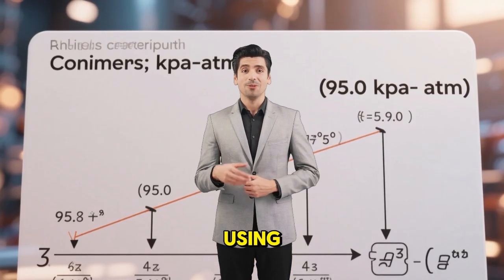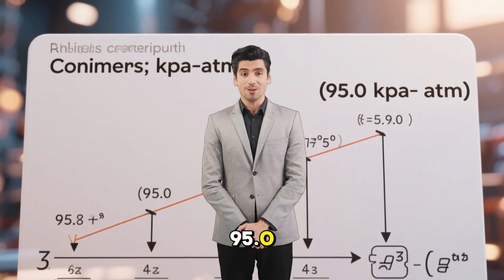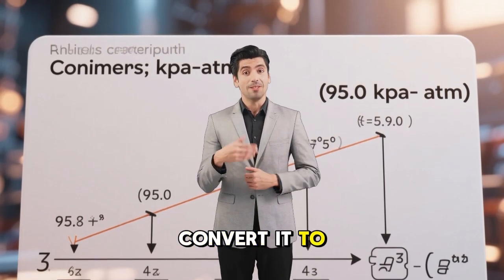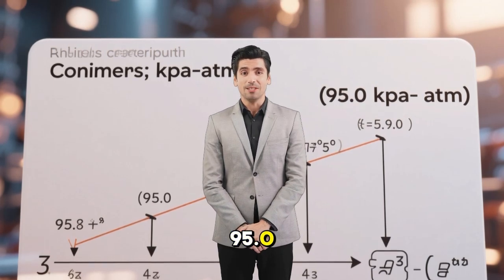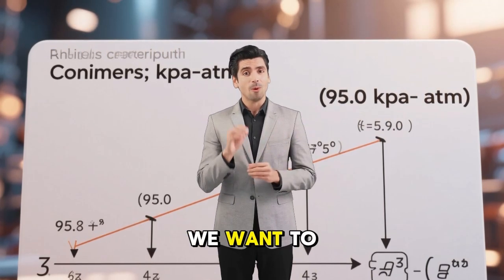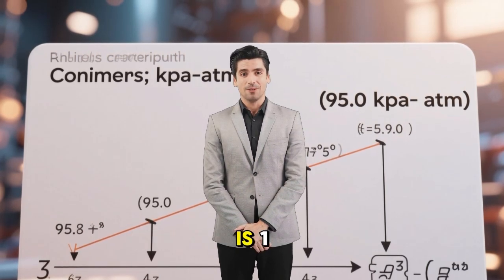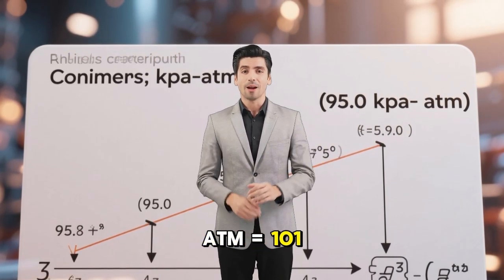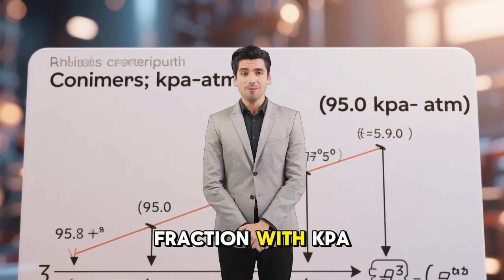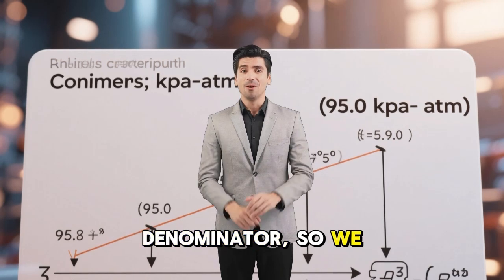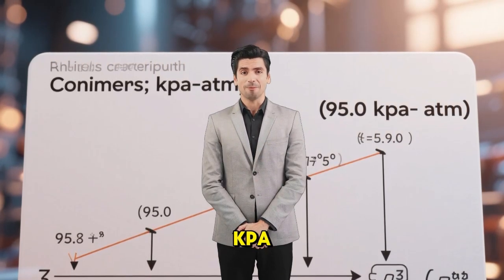Let's try converting using kilopascals. Say you have a pressure of 95.0 kilopascals and you need to convert it to atmospheres. What do we do? We start with 95.0 kilopascals. We want to cancel kPa and get atm. Our conversion factor is 1 atmosphere equals 101.325 kilopascals. We need the fraction with kPa in the denominator, so we use 1 atmosphere over 101.325 kilopascals.